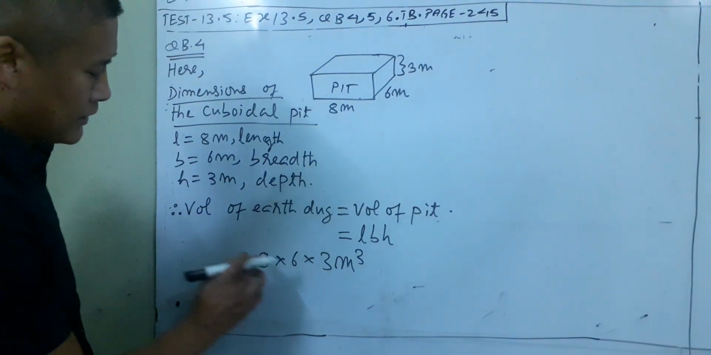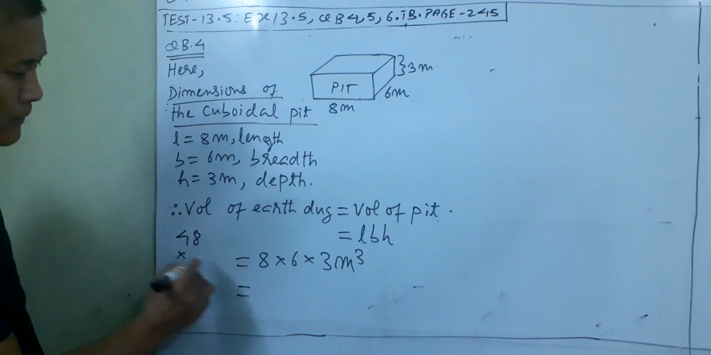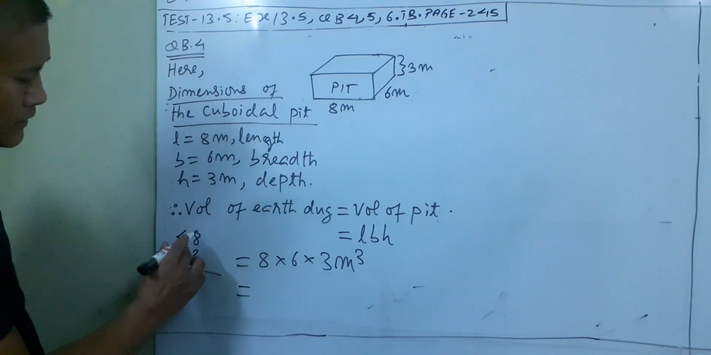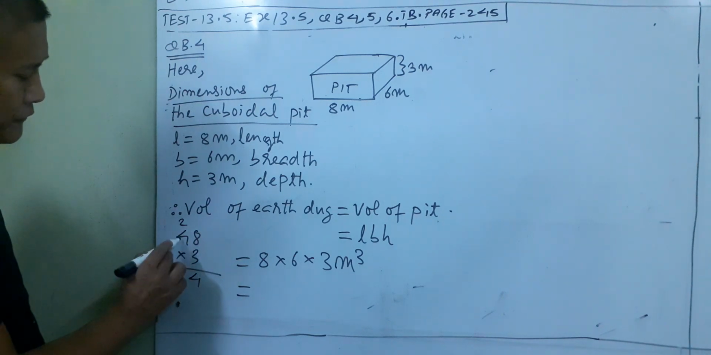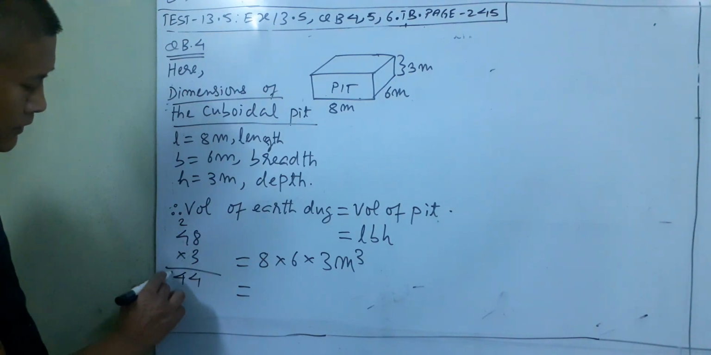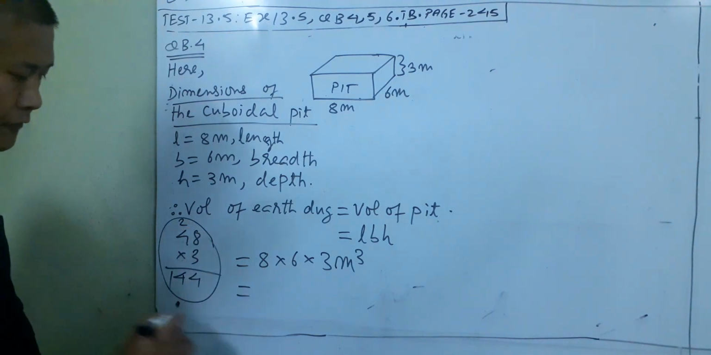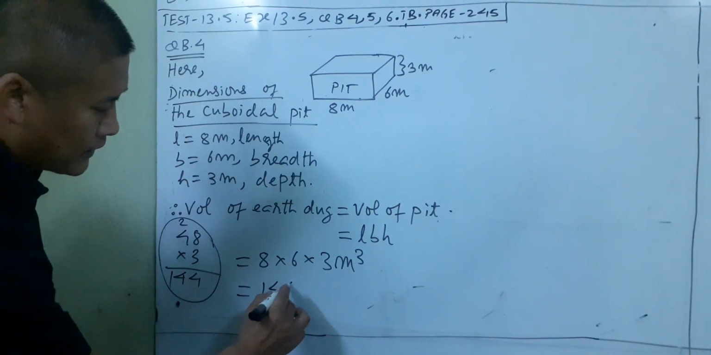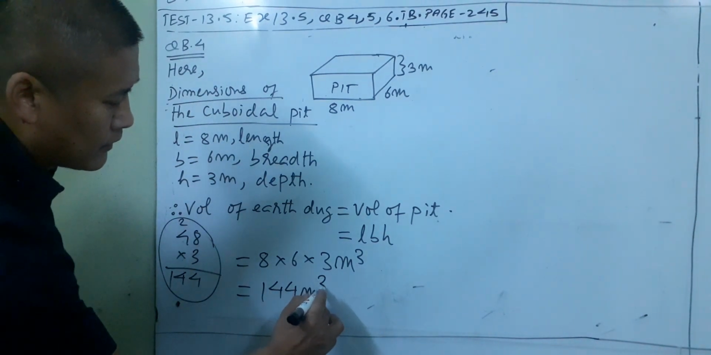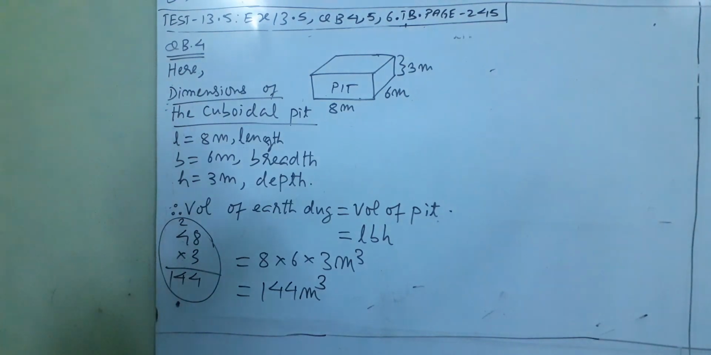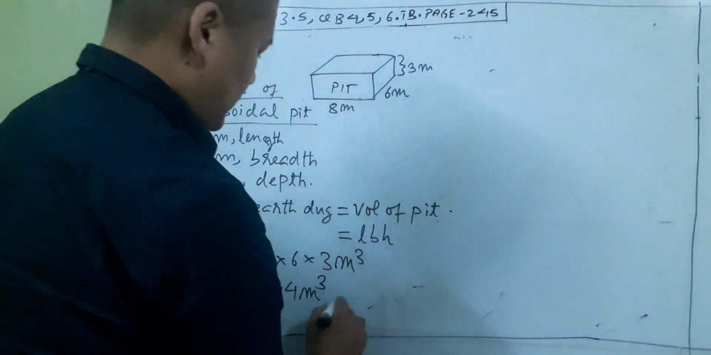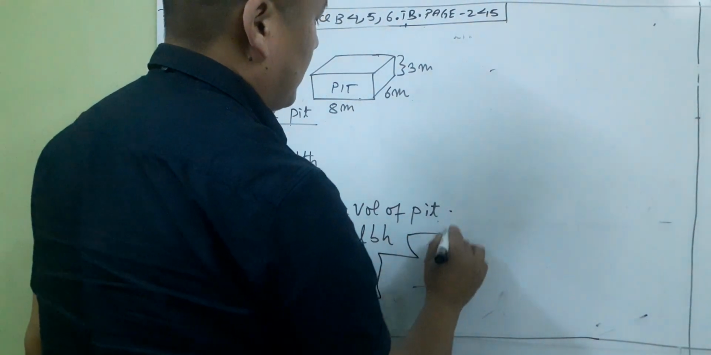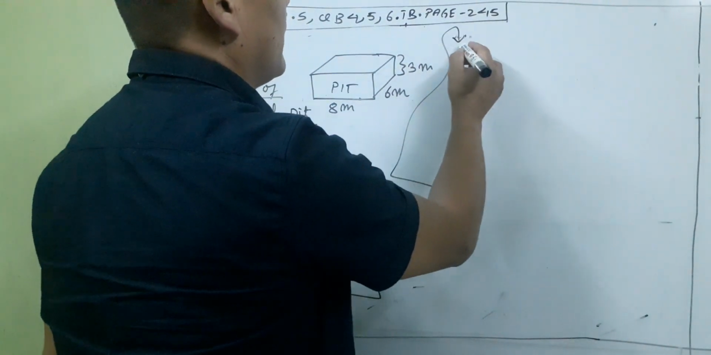Then 8 6s are 48, multiplied by 3 will give us 3 8s are 24, 2 in hand, then 3 4s are 12, 13, 14, so we are getting 144. So the volume of the earth that has to be dug for this pit to be formed is 144 meter cube. But the question is asking us something else, so we can follow this and go here.